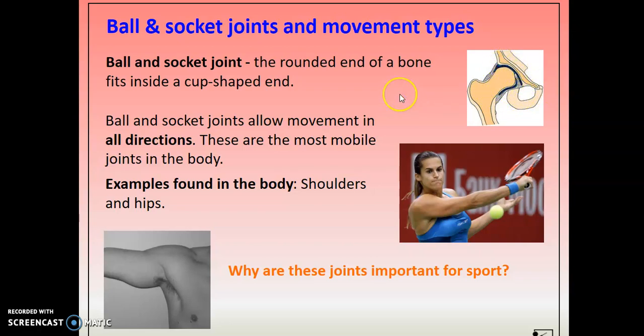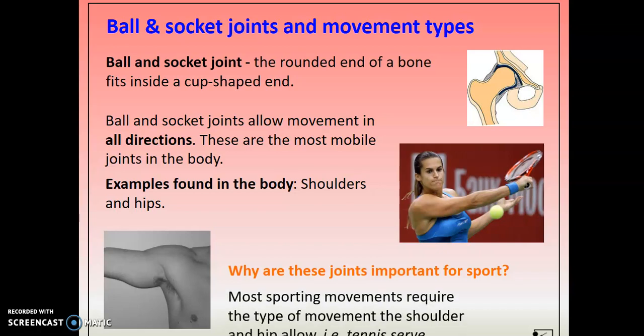So like I say, it fits inside the cup shape end of the bone. A ball and socket joint actually allows for a lot more movement to occur, and they're the most mobile joints in your body. So in case you haven't already thought of where you might find them, you find them in your shoulder, and you can also find them in your hips.